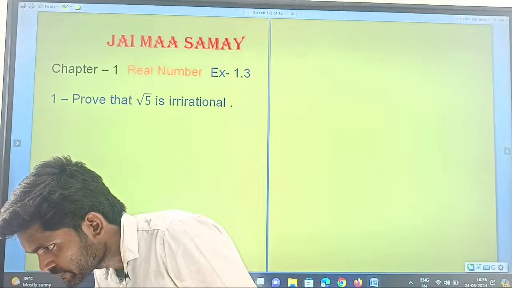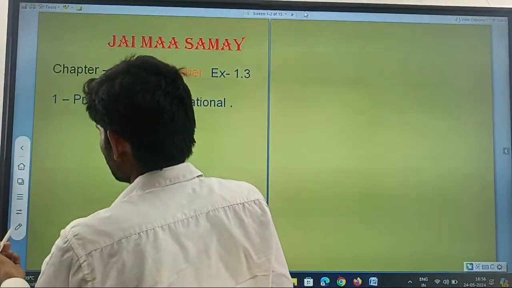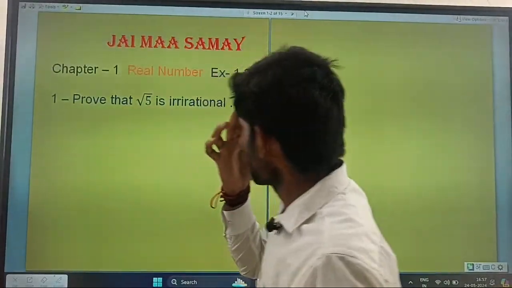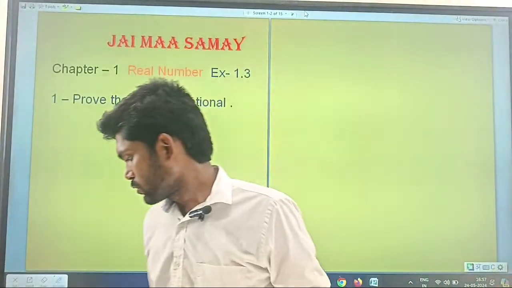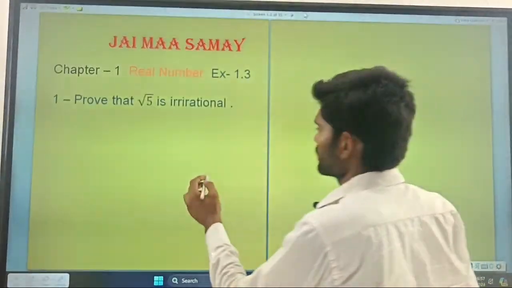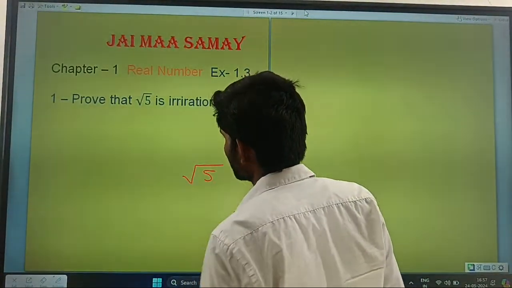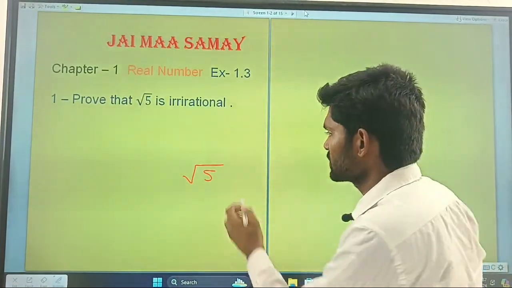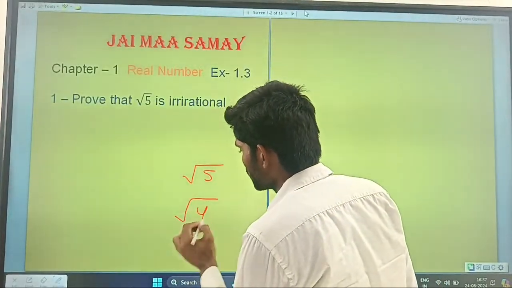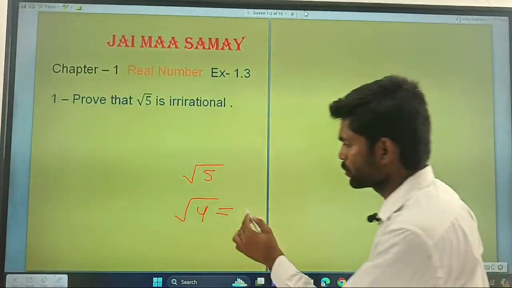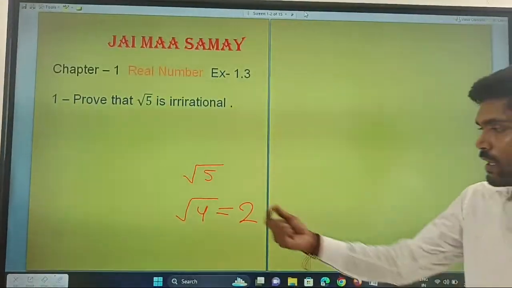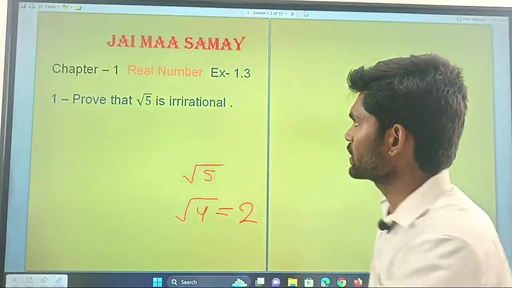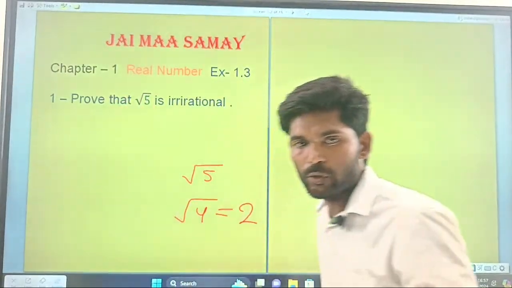See, prove that under root 5 is irrational. So dear, under root 5 is not a perfect square. So that's why this is irrational. But when we write under root 4, then what comes out? 2. That's why this is rational. If perfect square, that is known as rational. If not perfect square, that is irrational. Clear? So here you have to prove irrational.